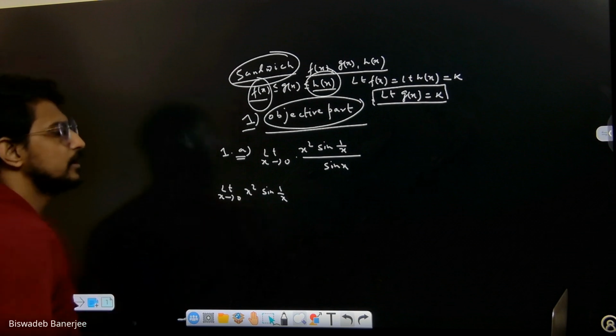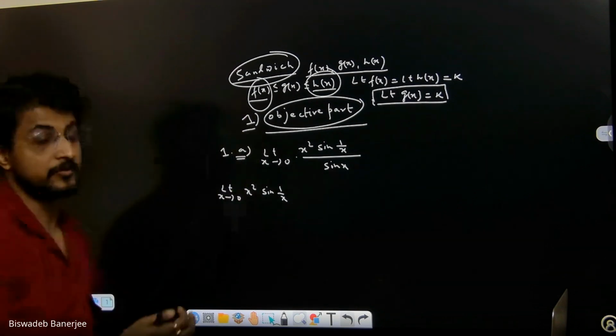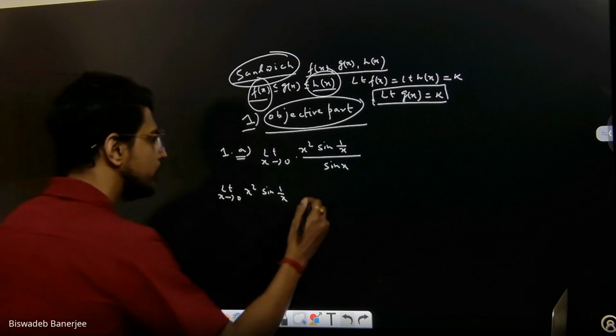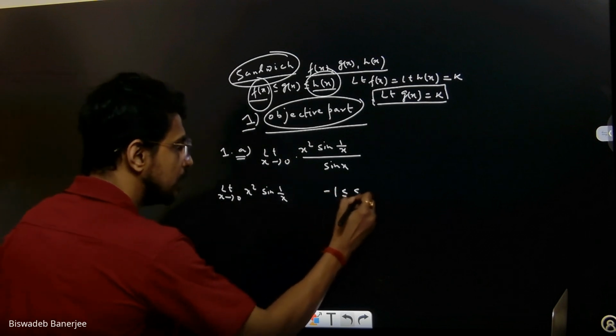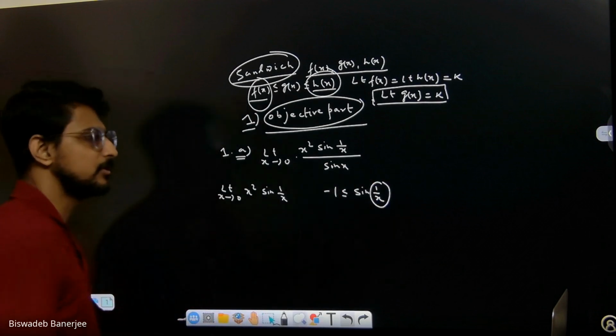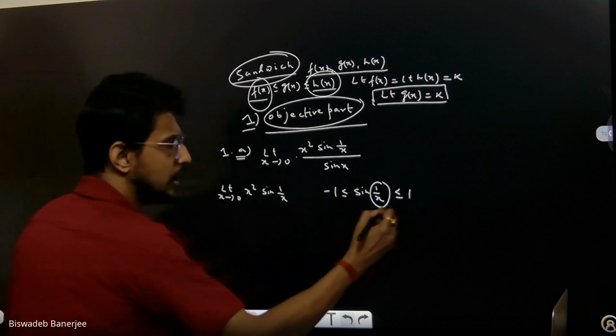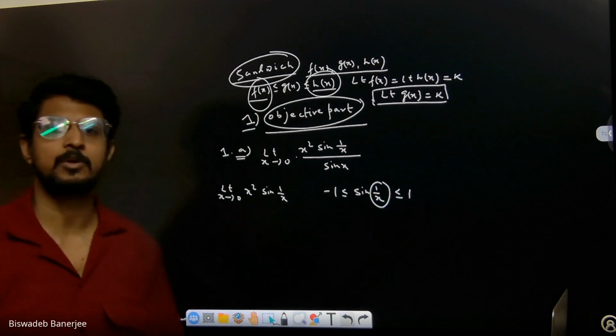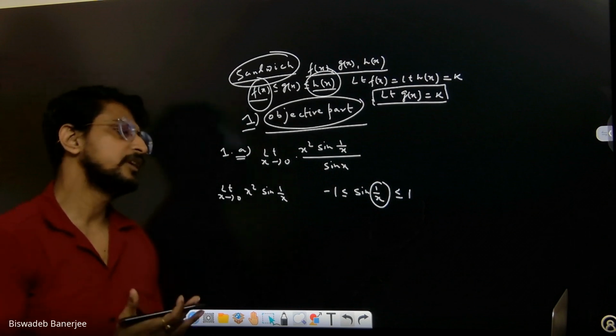So how can we find this limit using this theorem? Very easy to find. See that we know sine theta, say this is my theta, always lies between -1 and +1. It's a very important result.